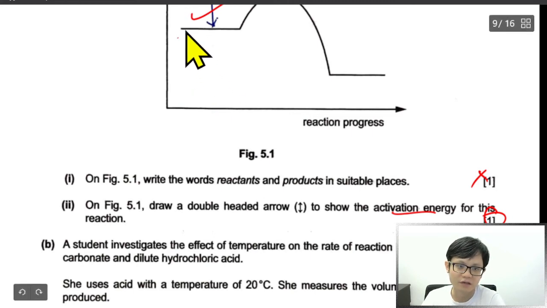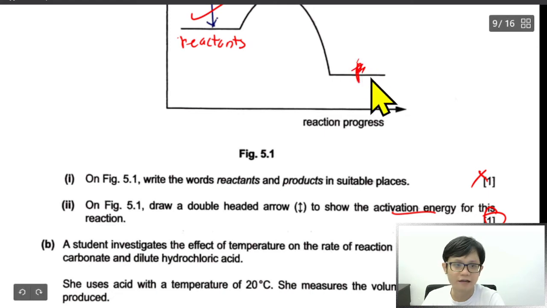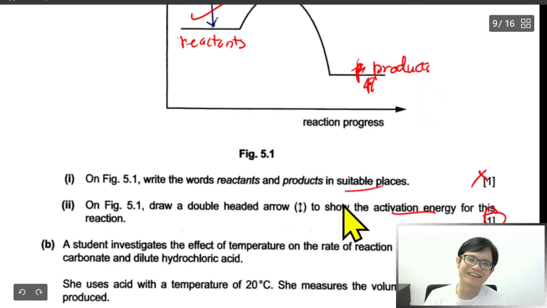So I just put here reactants. Under the line or above the line? Anywhere lah. You can write under the line or above the line, as long as you put it in a suitable place.